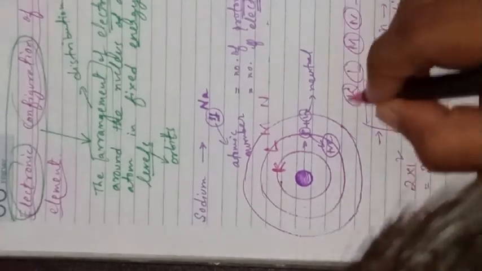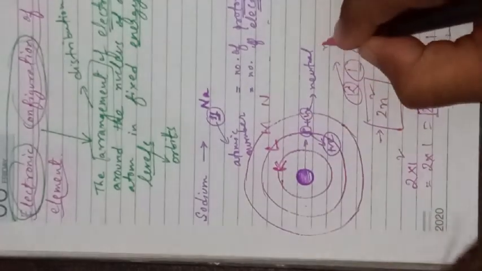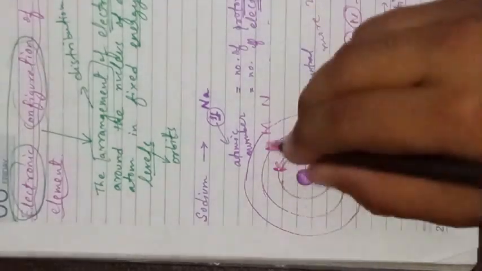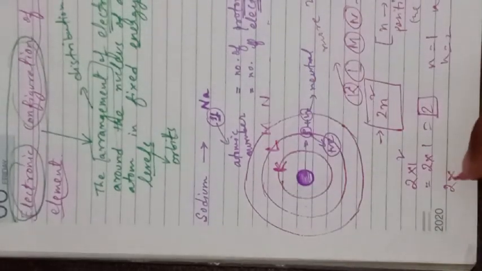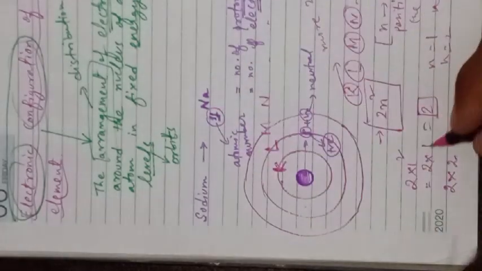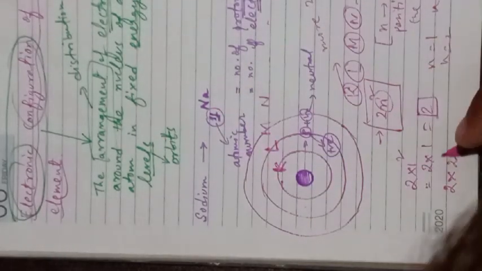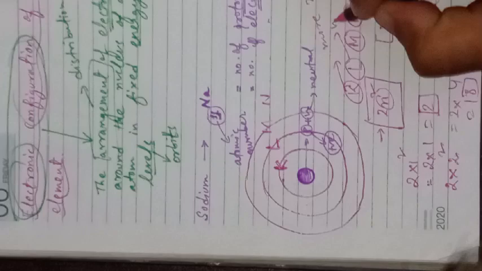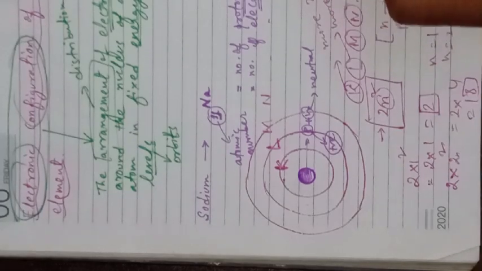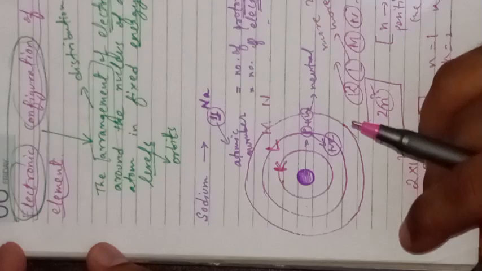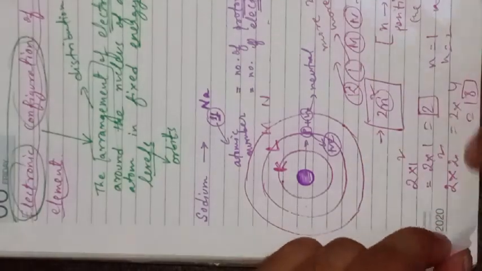So the first shell, that's the K shell, cannot hold more than 2 electrons, right? Similarly, if you take the second shell that is L, the position is 2, so we have to put 2 over here in this formula. 2 square, simple mathematics, 2 square is 4, and 2 times 4 is 8. That means the second shell cannot have more than 8 electrons and so forth. So if you calculate, you will get the maximum number of electrons which an orbit can contain using this rule.